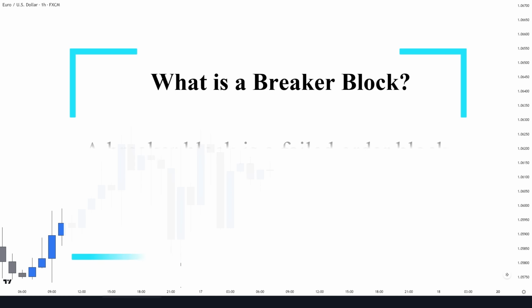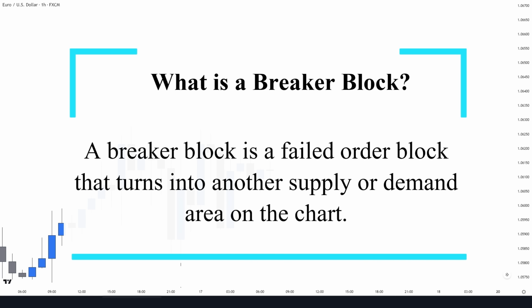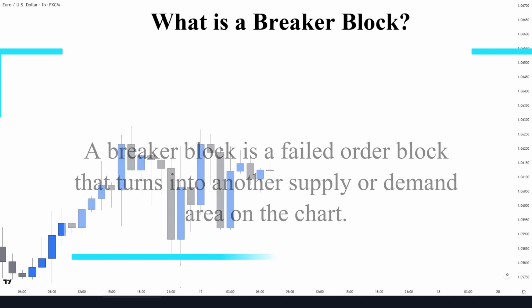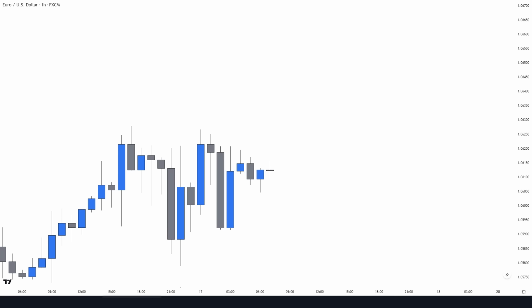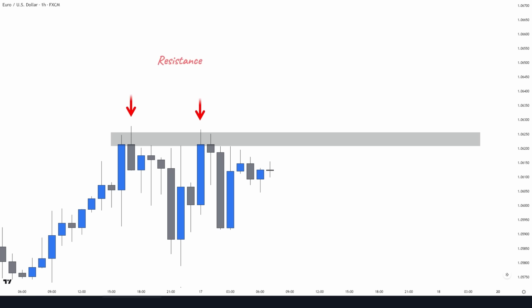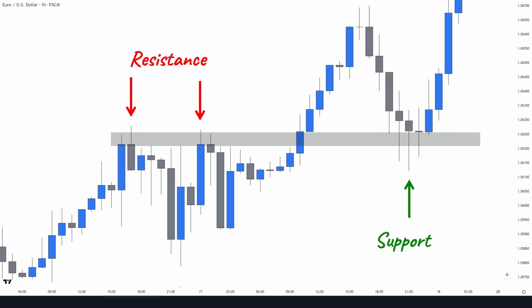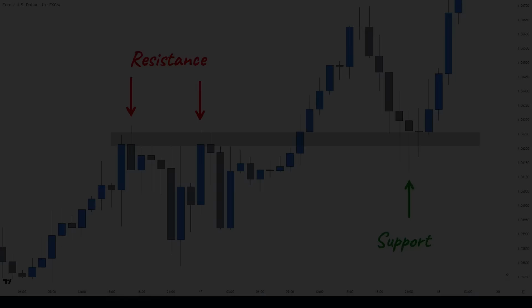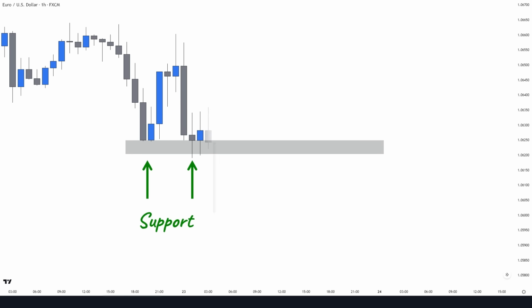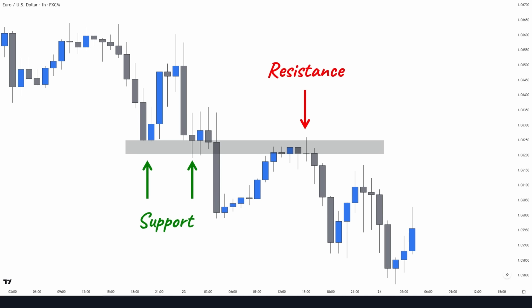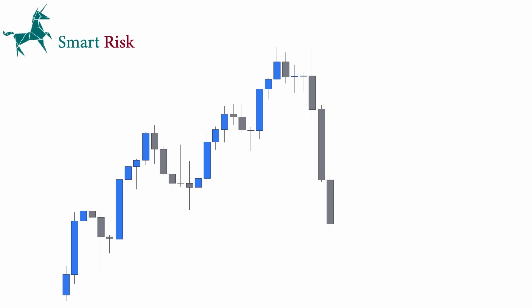Now, what is a breaker block? A breaker block is a failed order block that turns into another supply or demand area on the chart. From basic price action, we know that whenever the price breaks through a resistance level, it becomes support due to the behavior of market participants. Similarly, whenever the price breaks through a support level, it becomes resistance when the market taps into that area again. The same concept applies to the order blocks as well.